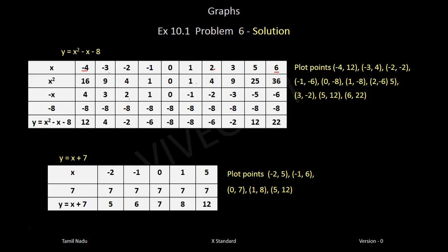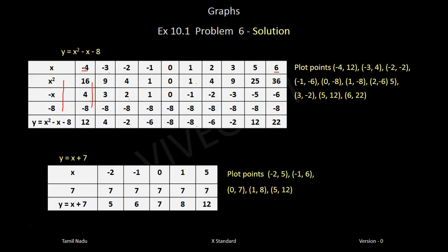2, you multiply with minus 1, it will become minus 2. 3 becomes minus 3, 5 becomes minus 5. You are basically changing the sign, that's all. Now the constant, we don't need to do anything. Now we want y as x square minus x minus 8, so it is the addition of these three terms. Similarly, here you'll have to add these three terms to get the value of y. So 16 plus 4 is 20, 20 minus 8 is 12. 9 plus 3 is 12, 12 minus 8 is 4. 4 plus 2 is 6, 6 minus 8 is minus 2. Like that, you can get the remaining values in these cells.